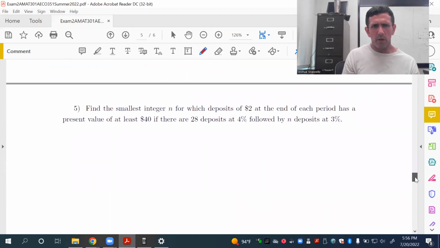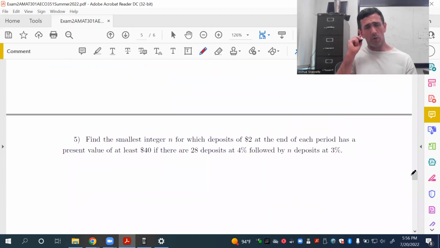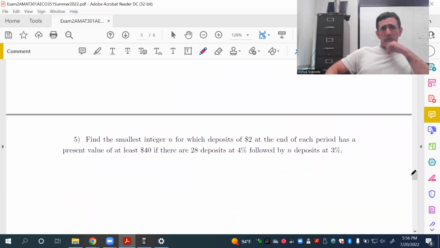All right, so another slight modification to a homework problem. Find the smallest integer n for which deposits of $2 at the end of each period has a present value of at least 40 if there are 28 deposits at 4%, followed by n deposits at 3%. I think for homework I did accumulated value.